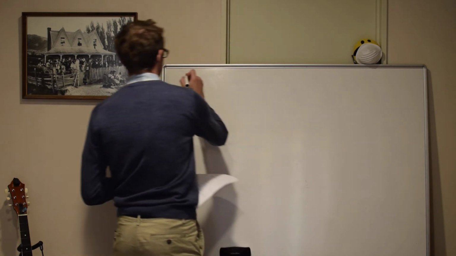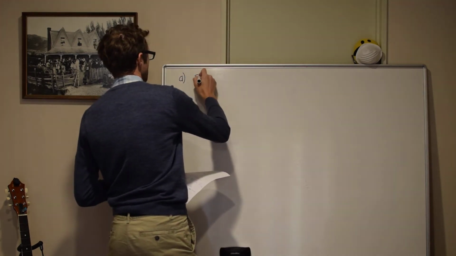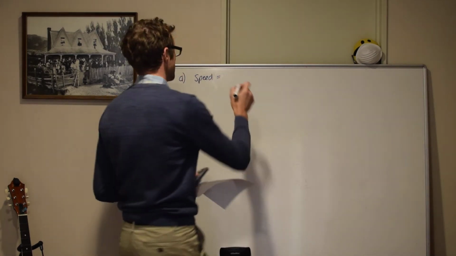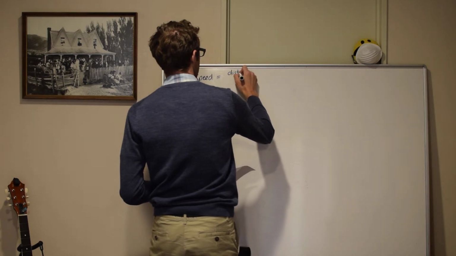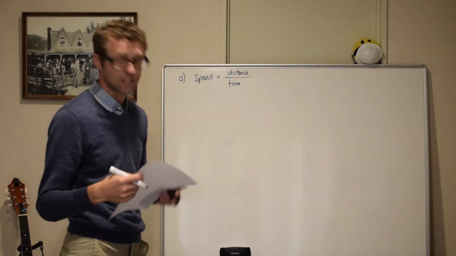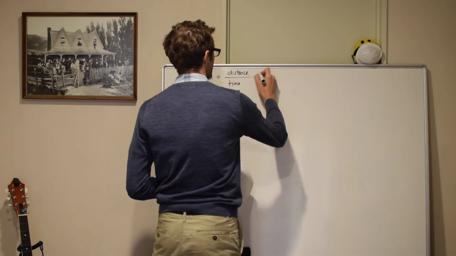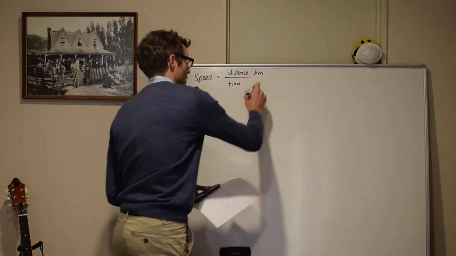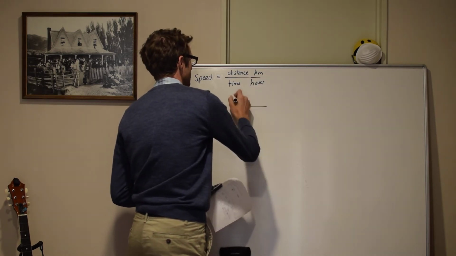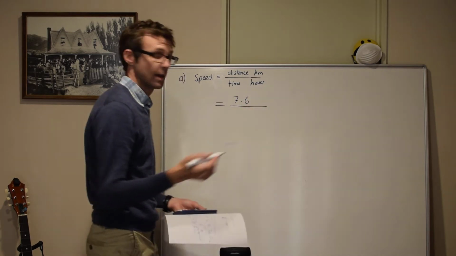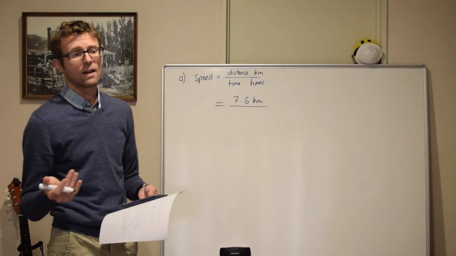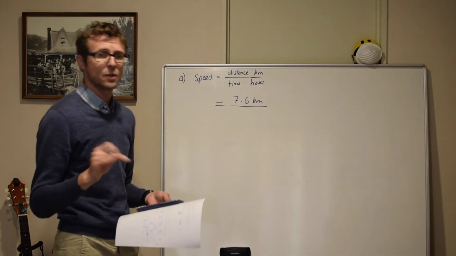So we'll start off here, part A. Speed. Now, what does speed equal? Speed is equal to distance divided by the time taken. Now, we are meant to give our answer in kilometres per hour, which means we want our distance in kilometres and our time in hours. The distance part of this equation is fine, given that they give you the distance of a lap in kilometres. But unfortunately our time is in minutes and seconds.